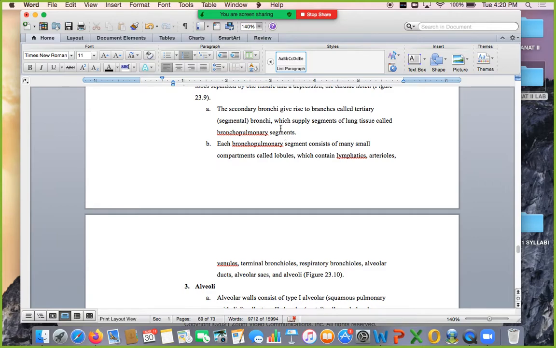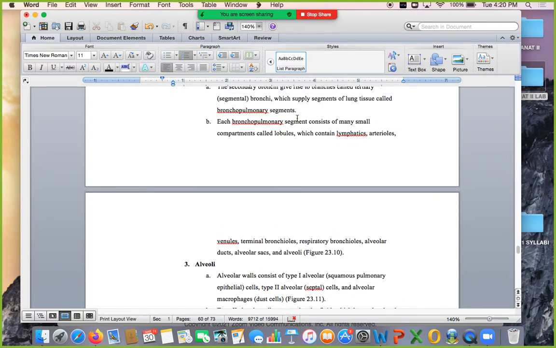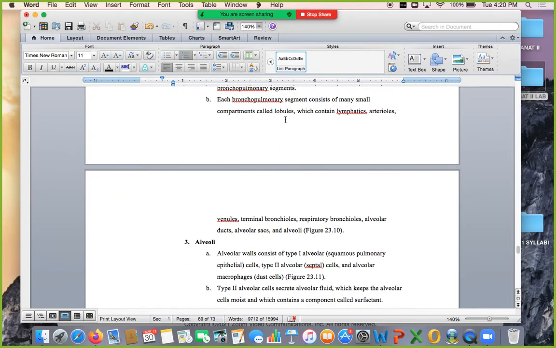As we follow down, we get to secondary bronchi. These are then going to branch into tertiary bronchi, which are going to supply tissue called bronchopulmonary segments. Each of these has specialty lobes or lobules. Inside that, we're going to have lymphatic tissue, arterioles, venules, and terminal bronchioles. We're going to be providing lymphatic tissue and blood supply, and also these respiratory bronchioles, alveolar ducts and alveolar sacs, which are where the actual gas exchange occurs in the alveoli.